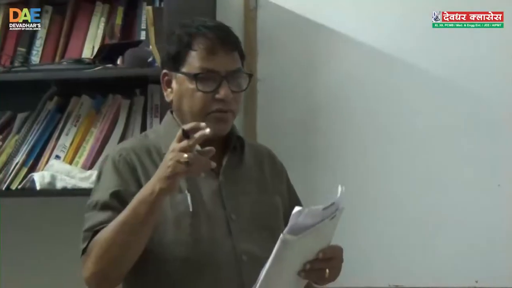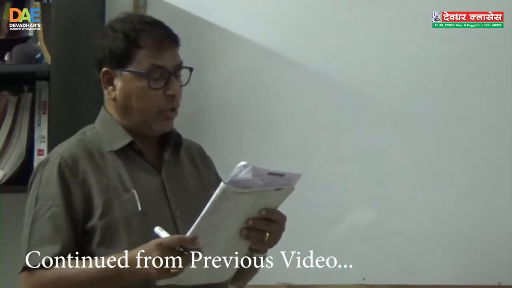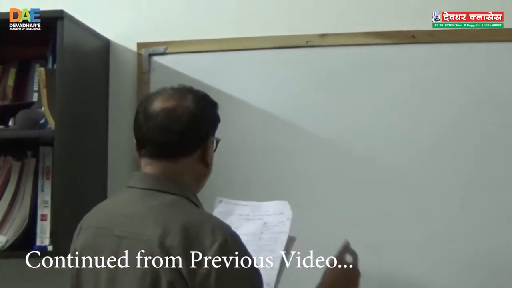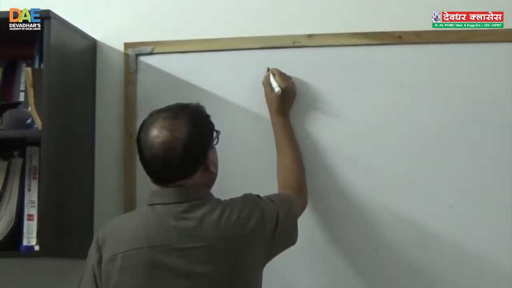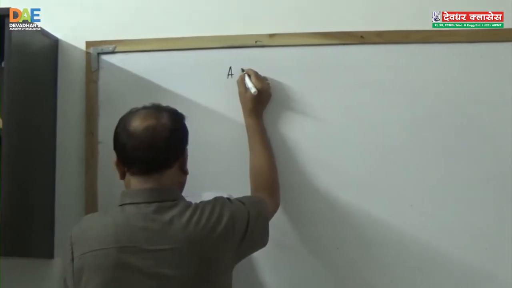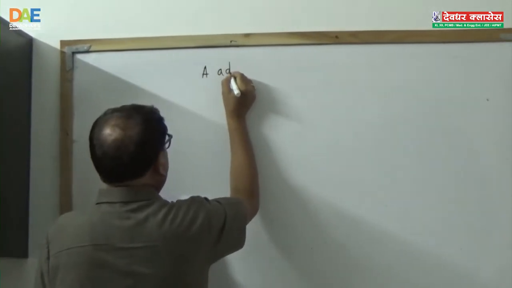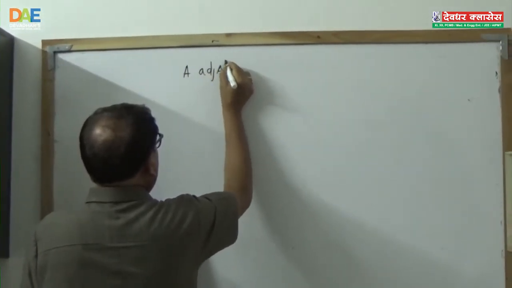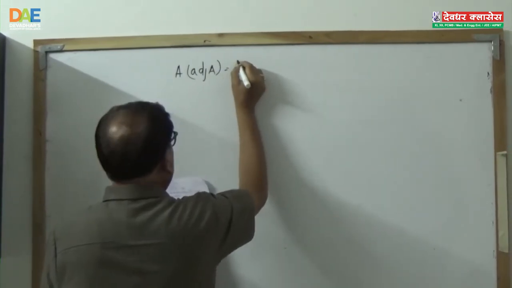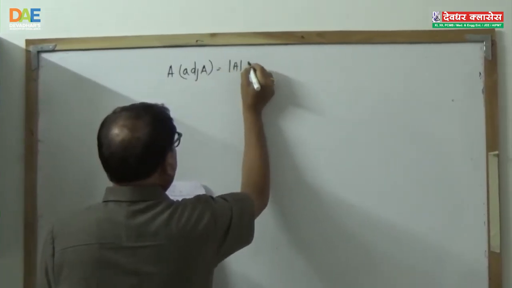Now we shall consider the problem of adjoint. Now see some properties of the adjoint first. A into adjoint A is equal to mod A into I.